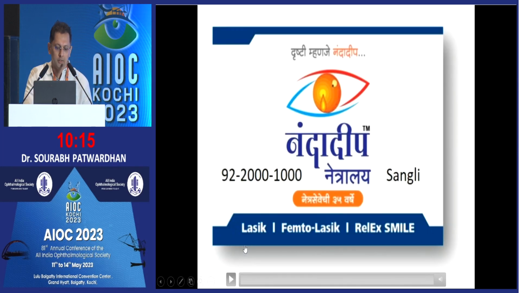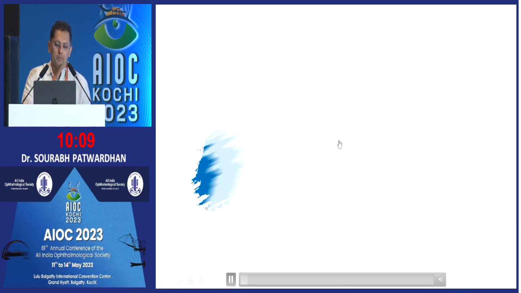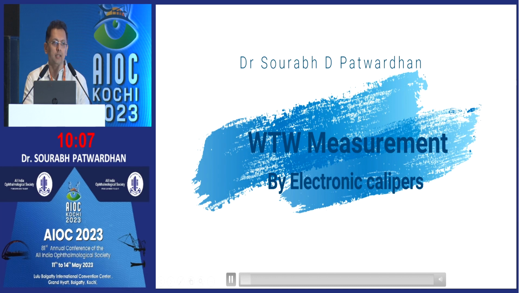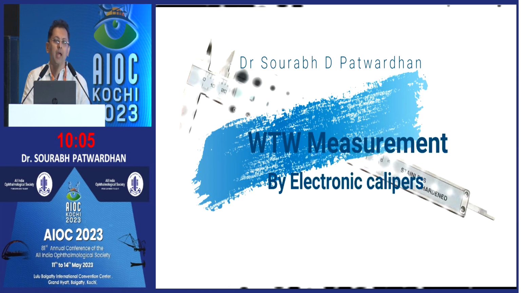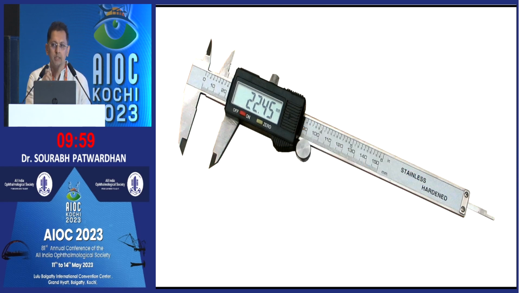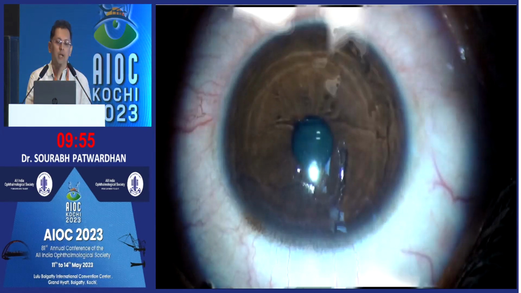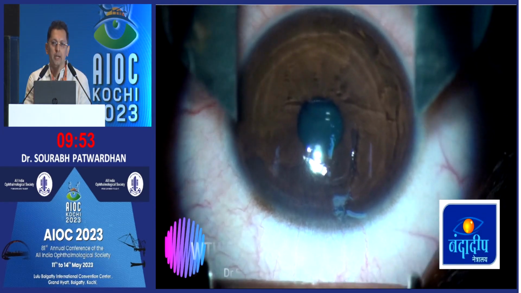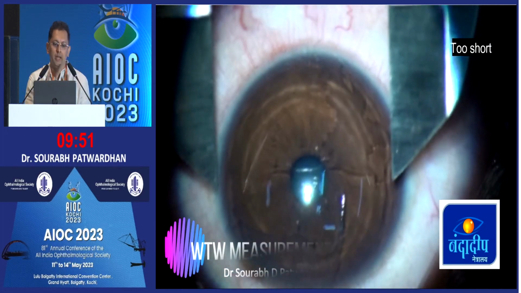This is a short video showing how to exactly take the white to white diameter. What is most important is to understand the surgical limbus, because there are variations in the surgical limbus between patients. Sometimes patients have a very wide surgical limbus, sometimes a very narrow one. So when we say white to white with respect to Phakic, we have to take it from the mid limbus and not exactly white to white.